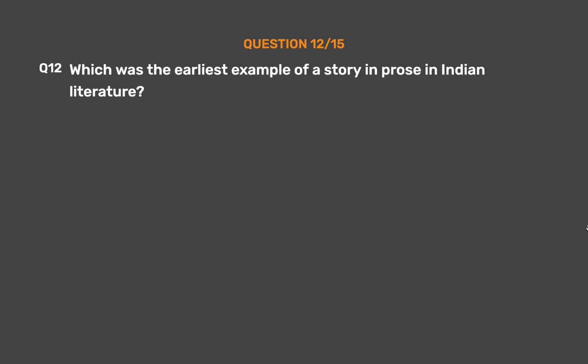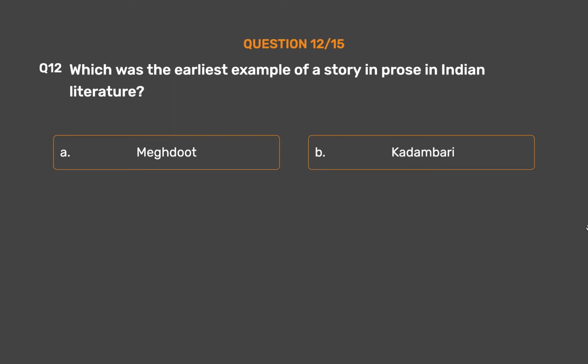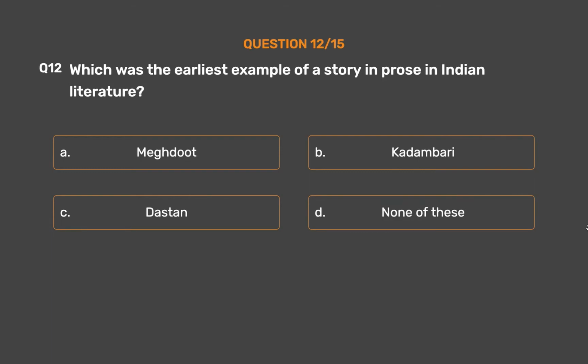Question number 12. Which was the earliest example of a story in prose in Indian literature? Option A. Meghdoot. Option B. Kadambari. Option C. Dastan. Option D. None of these.